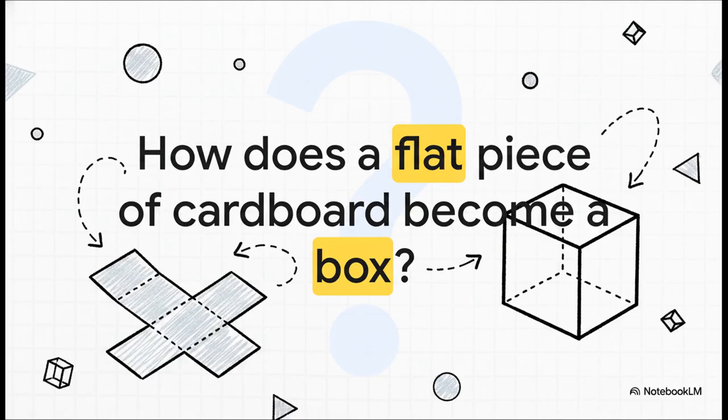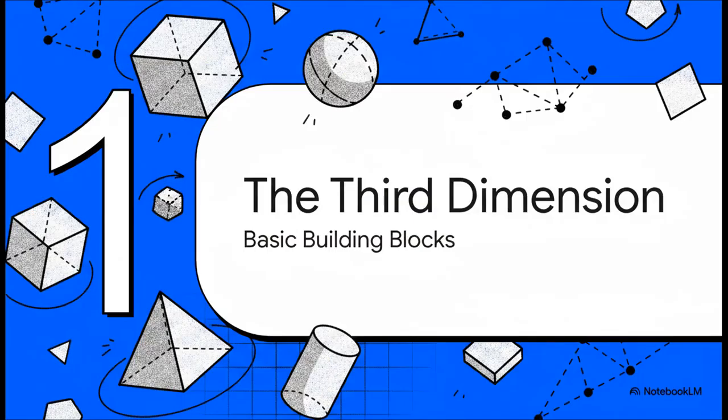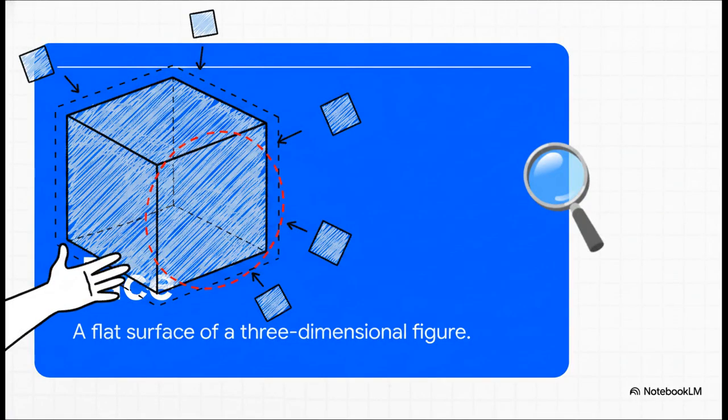To get to the bottom of that, we have to take a leap right out of the flat world of 2 dimensions and into the space-filled world of 3. All right, before we can really start building anything, we need to know the parts. To get a handle on 3D shapes, we've got to start with their most basic building blocks. First up, we've got the face. Now, on any solid shape, a face is just a flat surface.